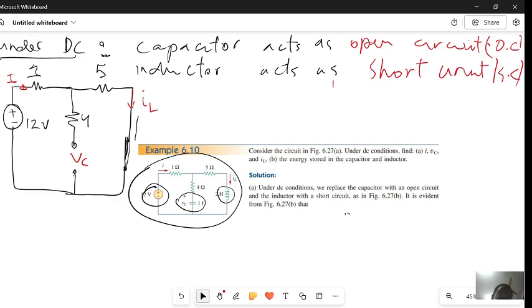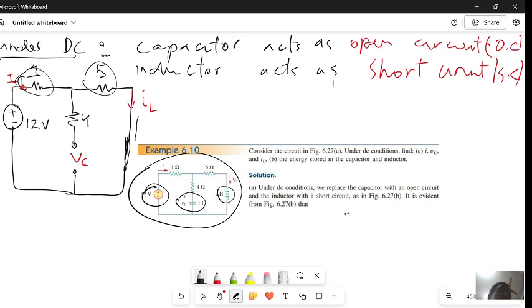Okay, well, let's see. No current will flow here because it is open. Since it is an open circuit, no current will flow here. So this current will just flow here, here, and here. Since this resistor and this resistor carry the same current, they are in series.